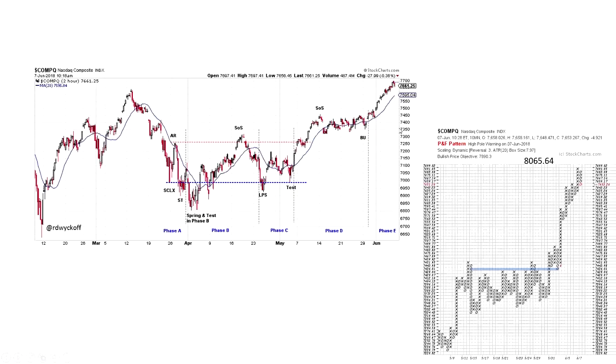You can see the structure here. Sign of strength is here. Automatic reaction. You have phase B, and then you come down. This is an LPS, and then a jump up and out and a backup. And so you can see all the elements are there, and then you can count that. And this little business right here counts up to 8065 on the NASDAQ composite.